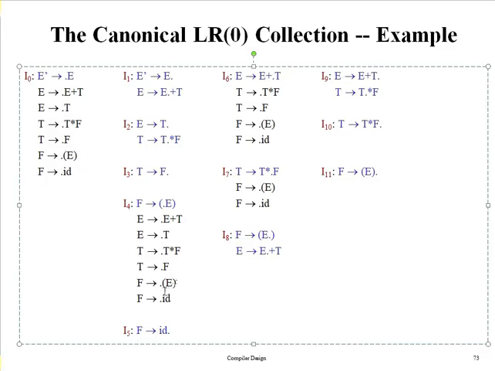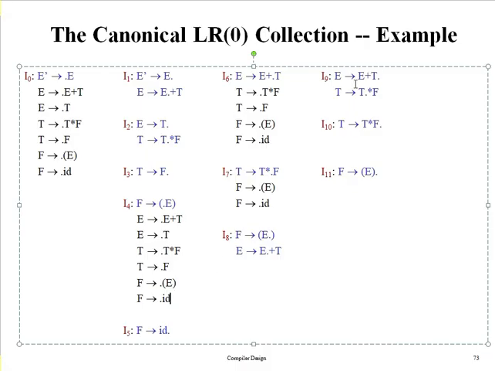What if we apply go to of I4 comma opening bracket? It is referring to itself, so this is the same. So there is no need to generate it as a new item. What about this one? It will be just similar to I5. So go to of I4 comma ID will be the same as I5. That's why we are not generating any more items from I4.